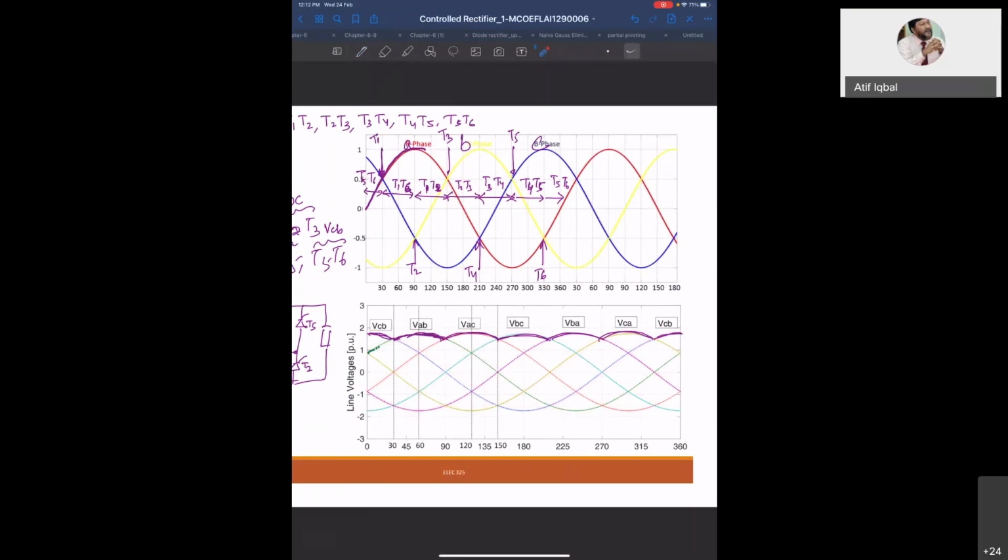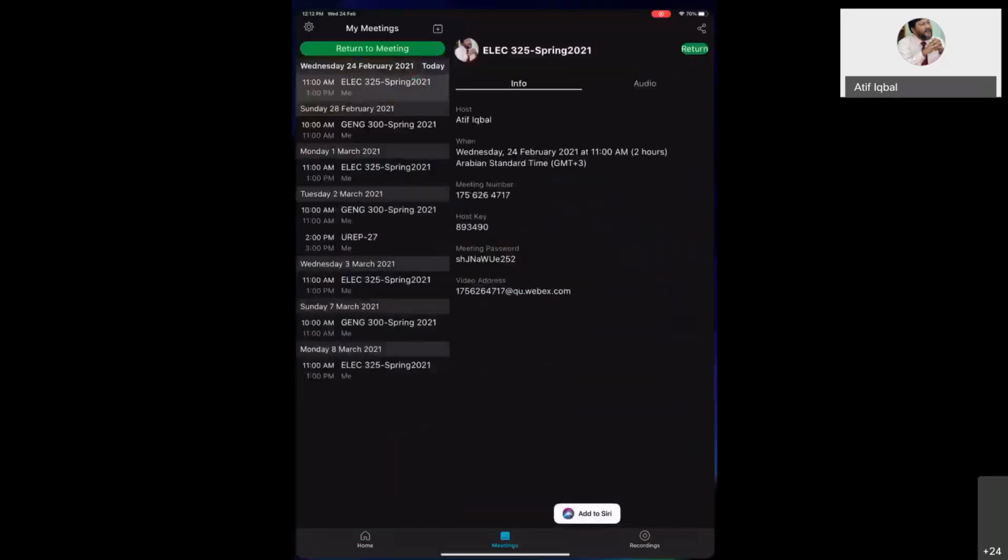Do you have any question here? I will stop here. In the next class I will explain how we draw the output voltage waveform and all this. But for now, you just have to recall that this is the phase voltage, this is the line voltage, and the relation between phase and line voltage that I have discussed. Any question you have? All clear. Thank you.